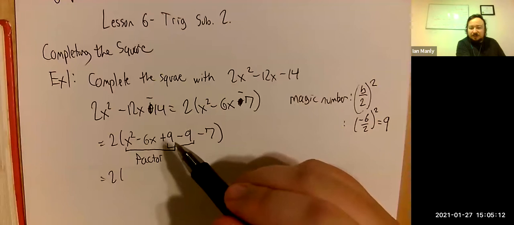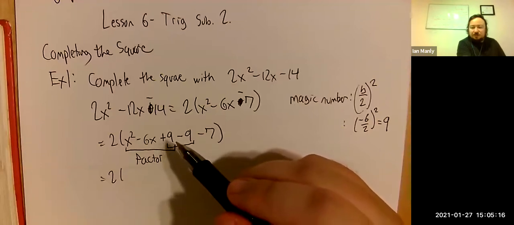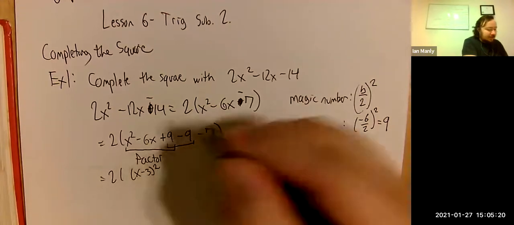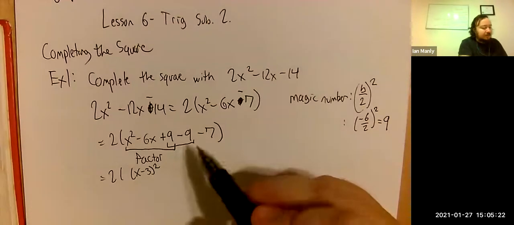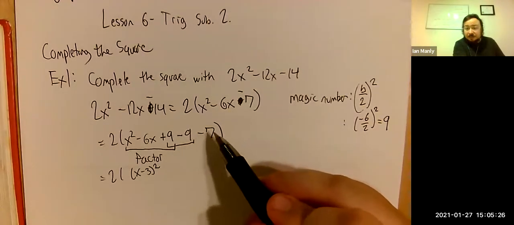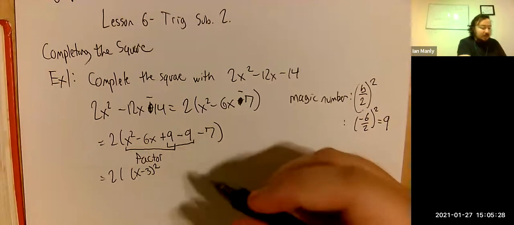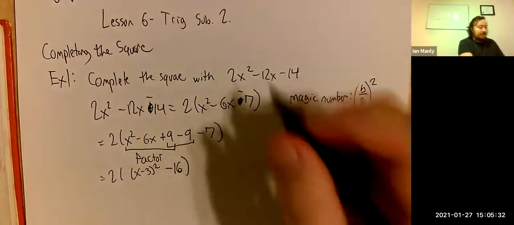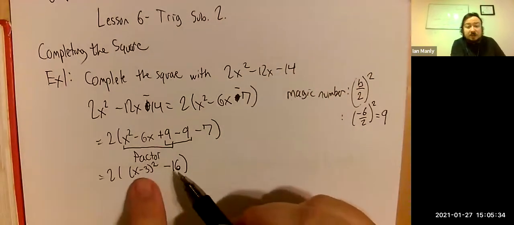What is this going to be? (x - 3) squared, absolutely. (x - 3) squared. That's what these three are going to turn into. Now, meanwhile, we have the -9 and the -7 left over, right? So if we combine those together, then we end up getting -16. And there we go. So we've been able to complete the square.